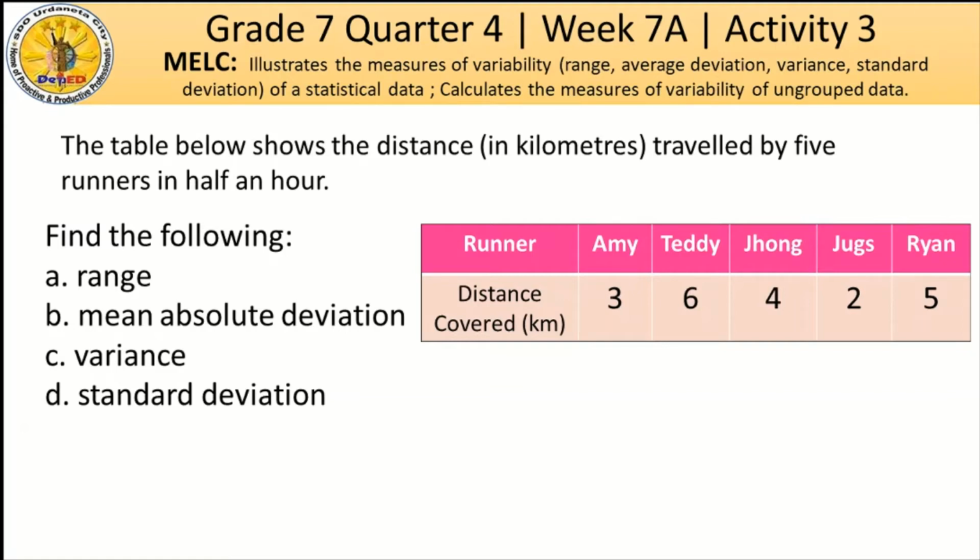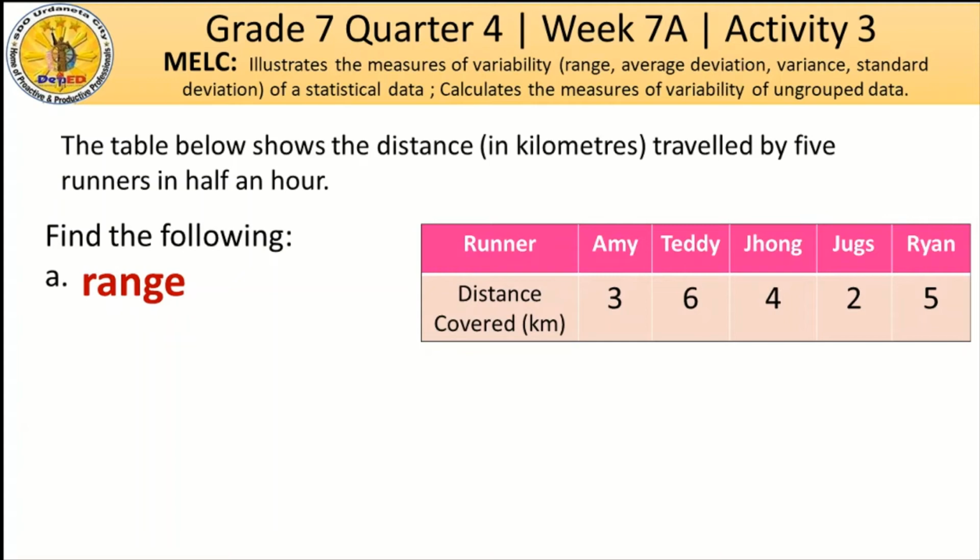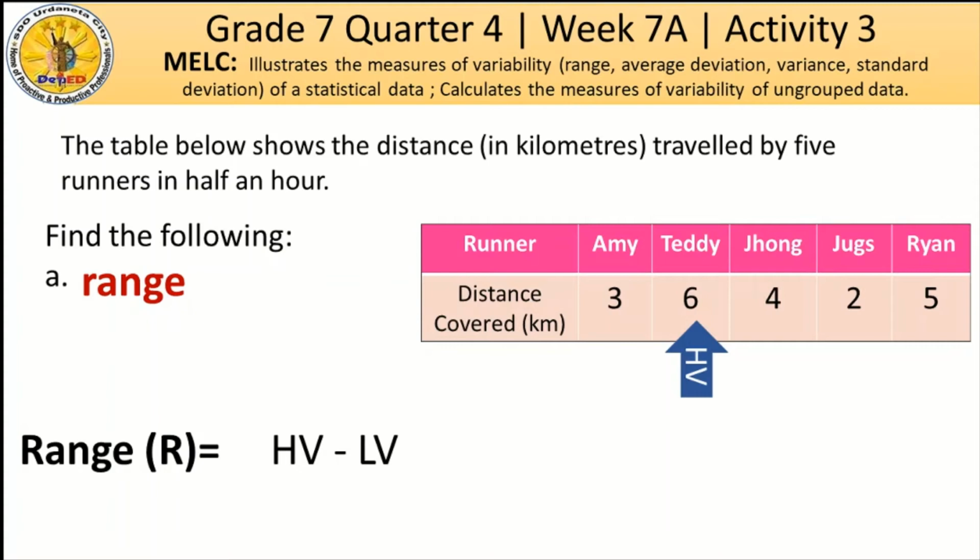Now, let us start answering the activity by finding first the range. Since we know that range is equal to the highest value minus lowest value, alamin natin ang highest value at lowest value sa ating dataset. 6 ang ating highest value and 2 ang ating namang lowest value. Therefore, range is equal to 6 minus 2, which results to 4.